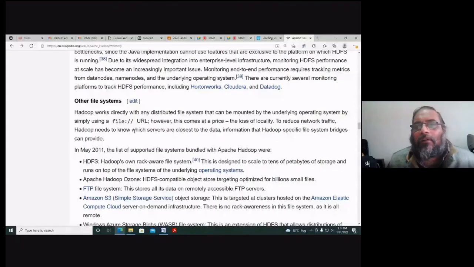Other file systems: Hadoop works directly with any distributed file system that can be mounted by the underlying operating system. However, this comes at a price, the loss of locality. To reduce network traffic, Hadoop needs to know which servers are closest to the data, information that Hadoop-specific file system bases can provide.